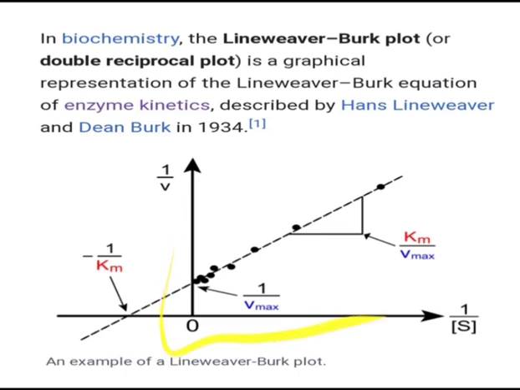So here is the diagram of the Lineweaver-Burk plot. In biochemistry, the Lineweaver-Burk plot is also called a double reciprocal plot, and this is a graphical representation of the Lineweaver-Burk equation of enzyme kinetics, described by Lineweaver and Burk in 1934. Now on the y-axis 1 upon V, on the x-axis 1 upon substrate concentration. The points start from here, and this is the positive intercept 1 upon Vmax, and the slope is Km upon Vmax.